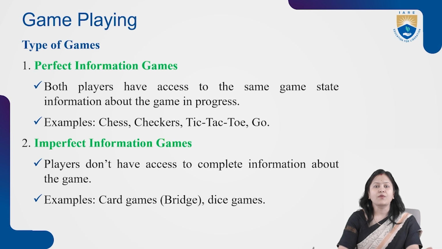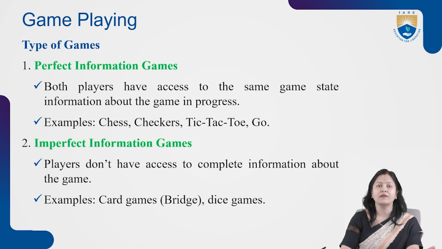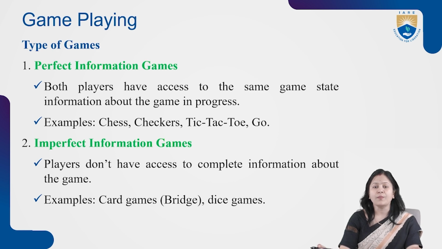Now let me discuss different types of games. There are two different types of games in general. One is perfect information games and the second is imperfect information games. Perfect information game means what? When both players have access to the same game state information about the game in progress. That means if both players have the information about the game, then it is called a perfect information game. For example, chess, checkers, tic-tac-toe, or the game of Go.